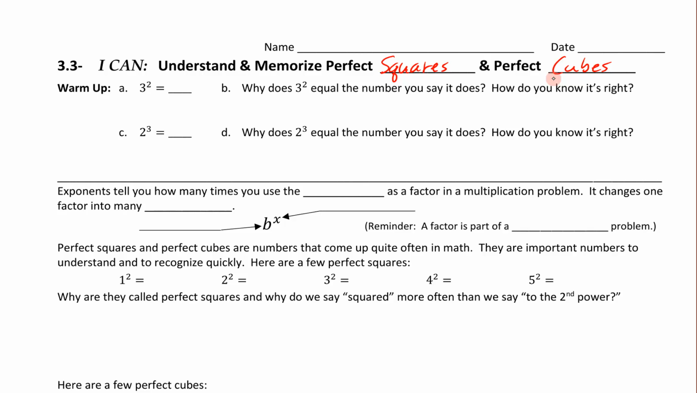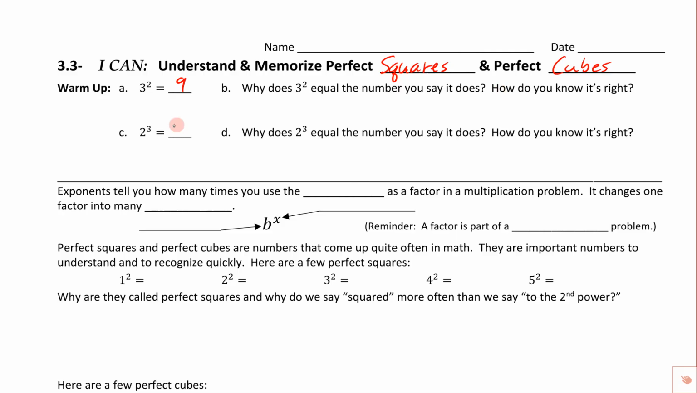So as the warm-up question, it says 3 squared equals, and then you've got to put a number right there, and hopefully everybody knows that the number that goes right here is 9. And the question that follows up, it says, why does 3 squared equal the number you say it does, and how do you know that it's right? Well, in order to describe this, we've got to understand what exponents are.